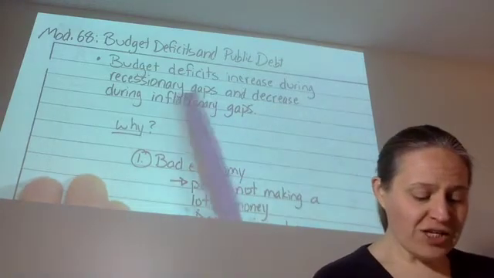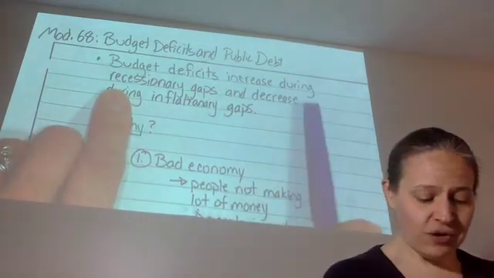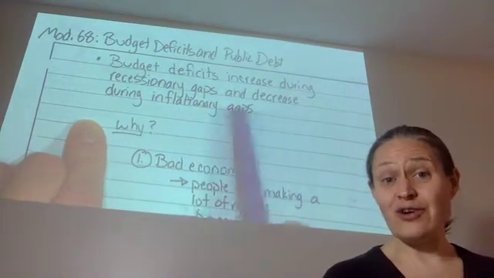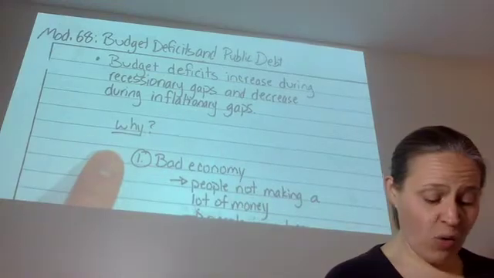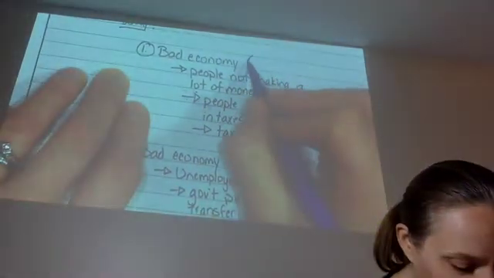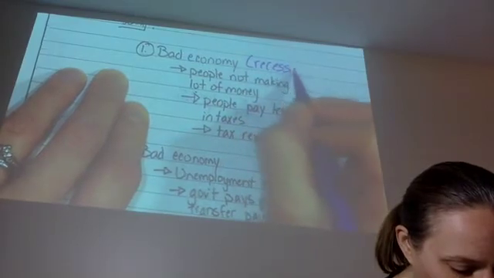All right, so budget deficits increase during recessionary gaps and decrease during inflationary gaps. And let's talk about why. Well, a recessionary gap is a bad economy, right? Recessionary gap.